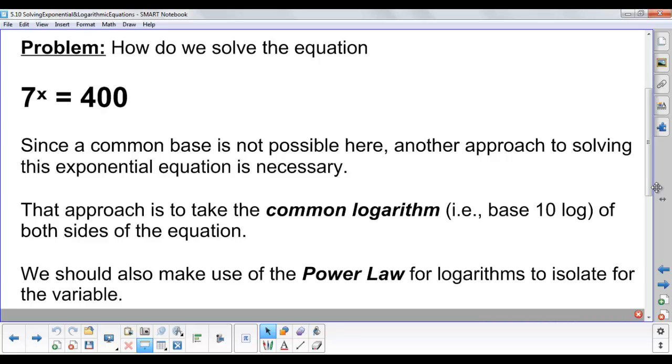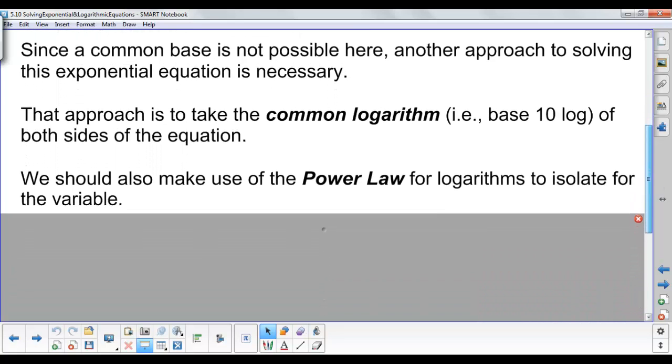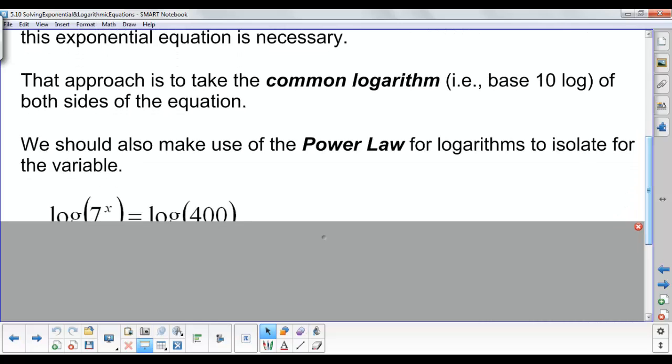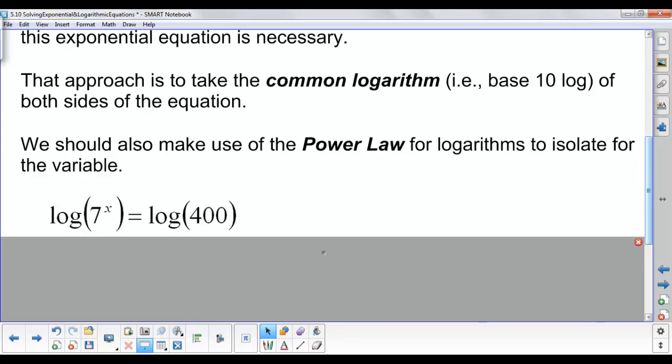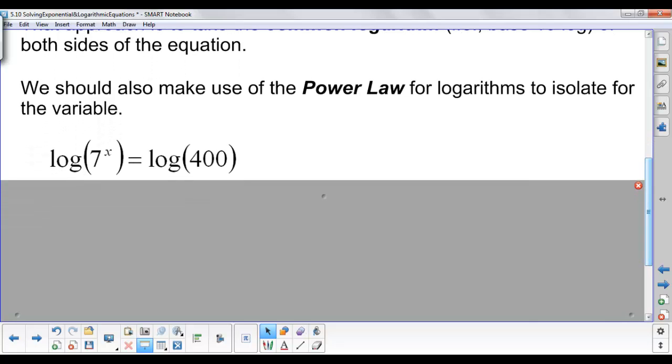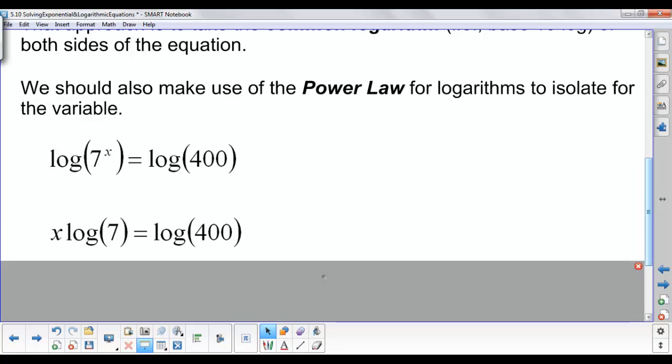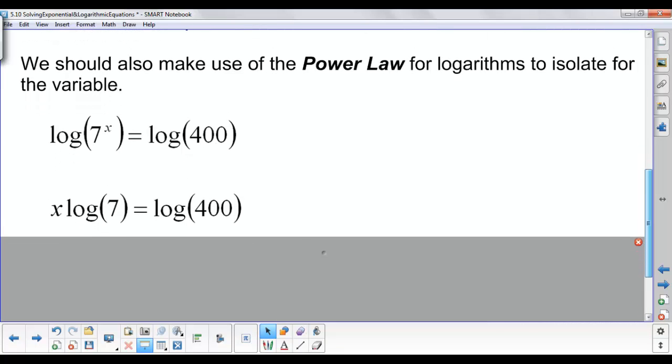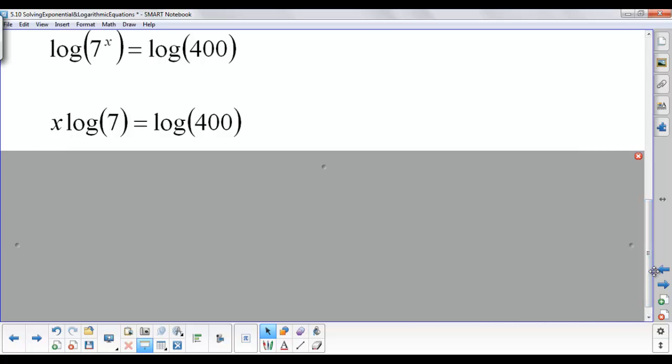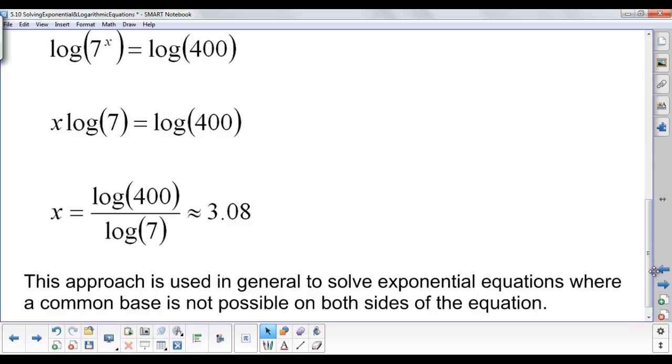And the one thing we can exploit here that relates to logarithms is the power law. So what we would have seen before, basically our first step would have been to take the logarithm of both sides, and now on the left side we can see the power law could be used to remove the x from the argument within the logarithm. Then that would bring us to our next step, which is to take the x outside. And from here, it's just a matter of isolating for x to get our answer. So in the end, x would end up being log of 400 divided by log of 7, which approximately will be equal to 3.08.